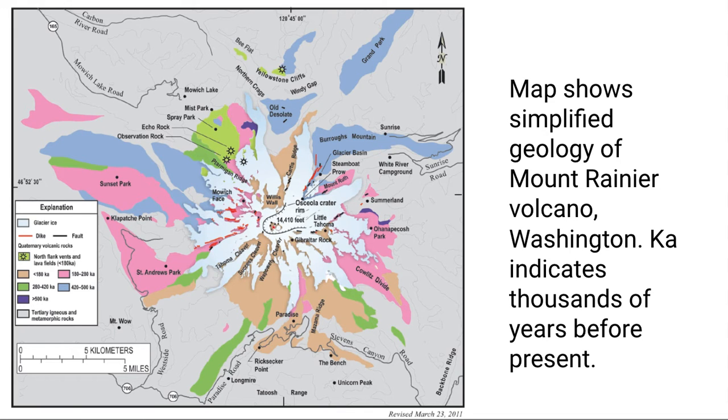This map shows the simple geography of the Mount Rainier volcano, Washington, with years before present indicating thousands of years. As you can see on this map, there were many places where the mud flows caused by the eruption affected communities. The darker gray parts of the map are where the mud affected, where communities are located. Kent was affected by lava flowing.